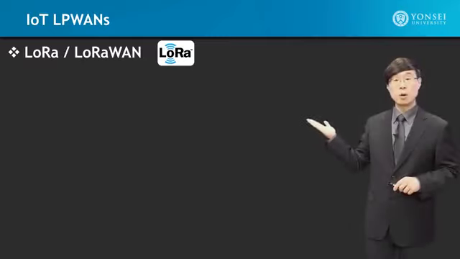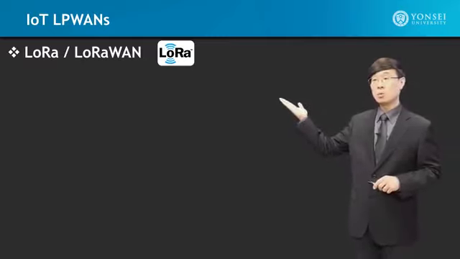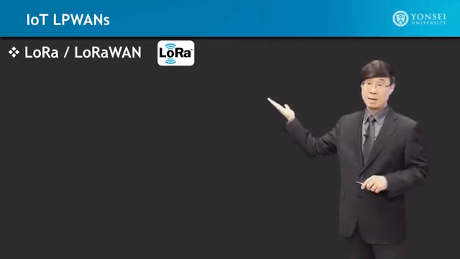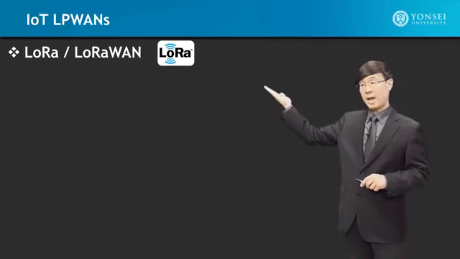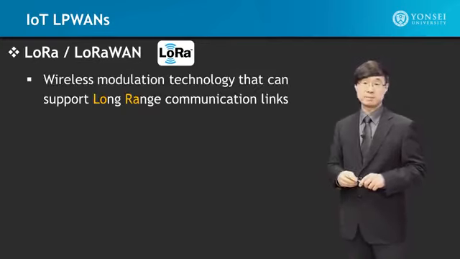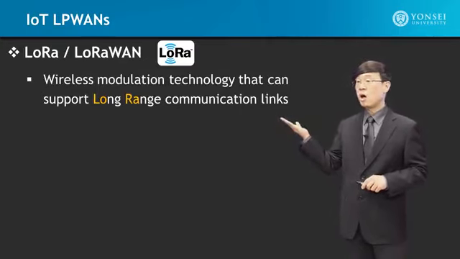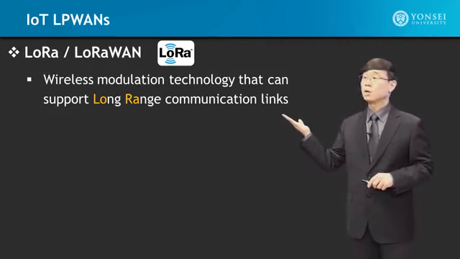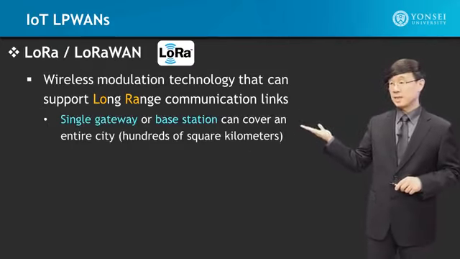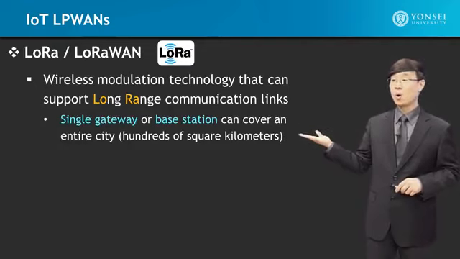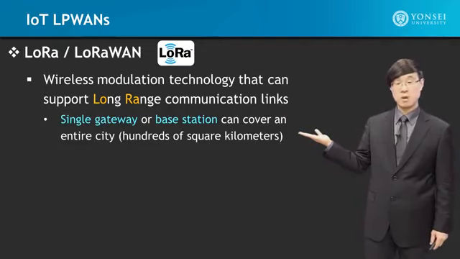So let's look into LoRa. You will see it under LoRaWAN, as well as just LoRa, and the symbol is like this. Pretty cool. It's a wireless modulation technology that can support long-range LoRa communication links. A single gateway or base station can cover an entire city or hundreds of square kilometers in area.